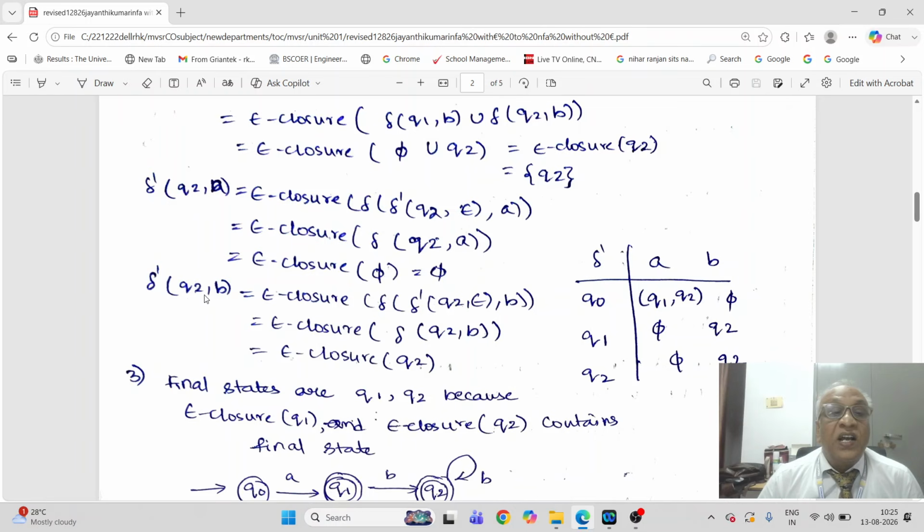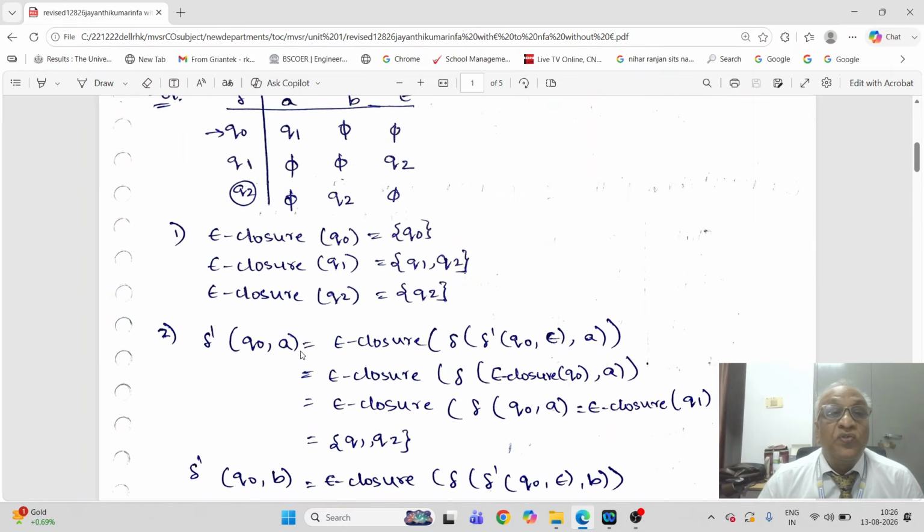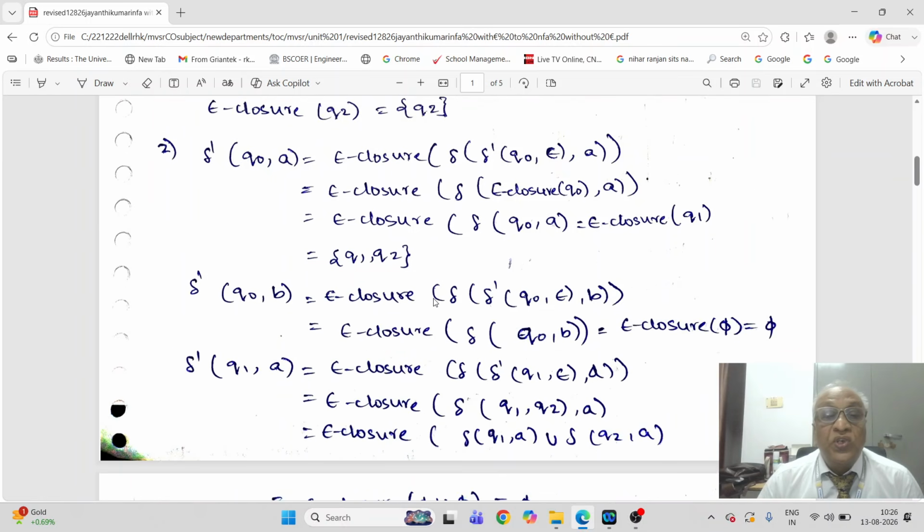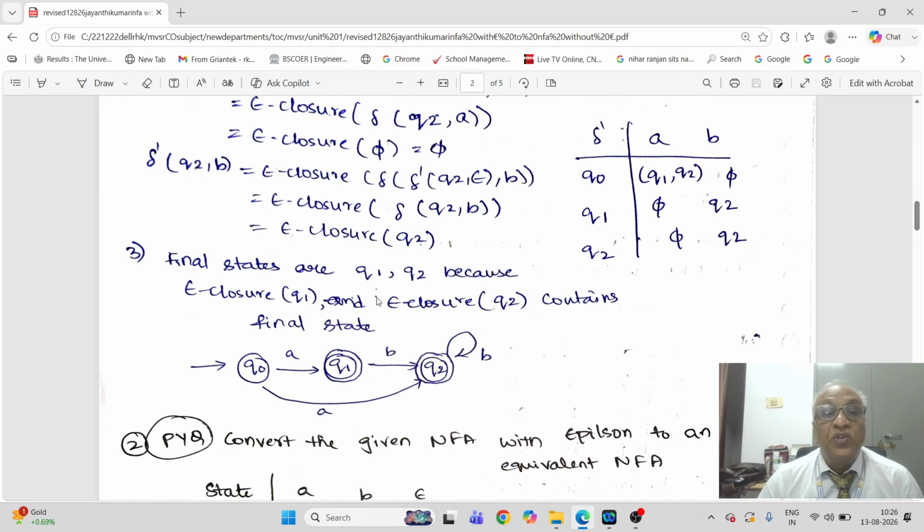Similarly, delta dash of q2 comma b is epsilon closure of delta dash of q2 comma epsilon comma b. So this q2 comma epsilon is epsilon closure of q2, and epsilon closure of q2 is q2. So delta of q2 comma b is q2, and epsilon closure of q2. What is the epsilon closure of q2? Epsilon closure of q2 is q2 itself.